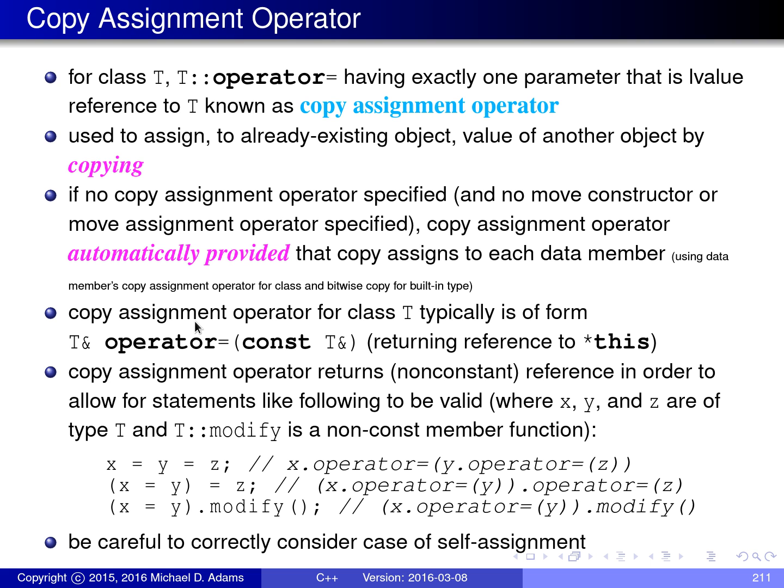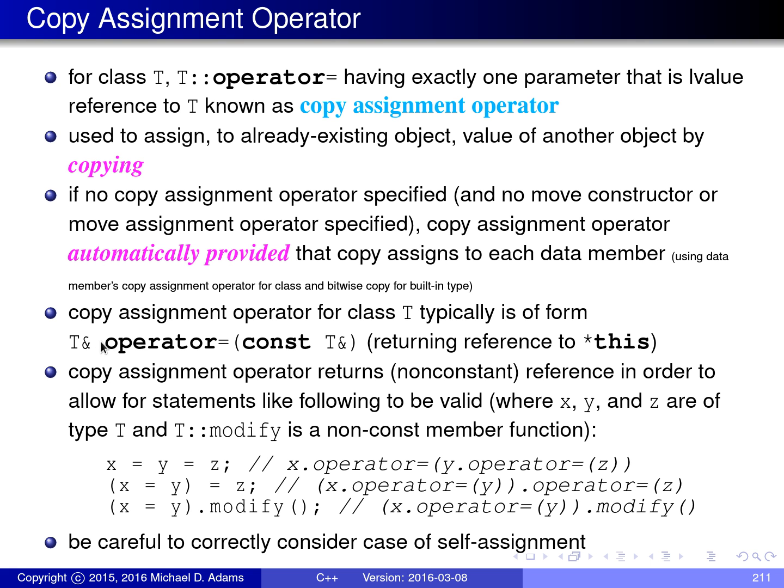Now the copy assignment operator for the class T typically has a signature which looks something like this. The critical thing is it takes an L value reference to T. If it didn't do this, it wouldn't be a copy assignment operator. Normally a copy assignment operator will use a constant reference, because the copy assignment operator, by definition of what a copy is, doesn't change the thing that's being copied from. And this particular parameter here refers to the thing on the right-hand side of the equal sign. So it's the thing that you're copying from, which shouldn't be changed by copying. Therefore, the reference should be a const reference.